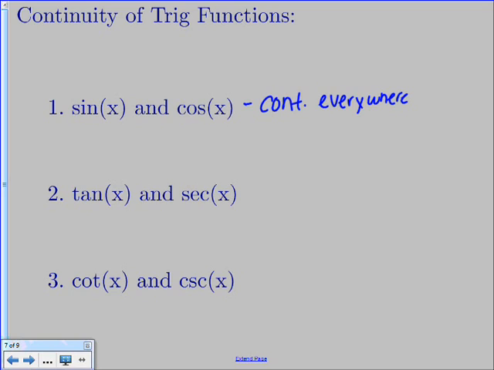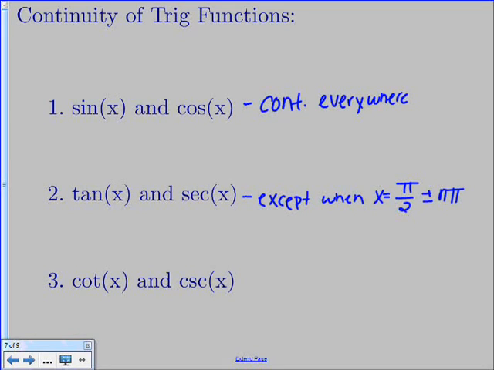Tan of x and secant of x are continuous everywhere except when x is equal to pi over 2 plus or minus n pi. And that just means that numbers like pi over 2, 3 pi over 2, 5 pi over 2, they're undefined there. And that's because that's where the cosine is equal to 0, and both of these functions have cosine in their denominator if you rewrite them. So you just have to worry about that.